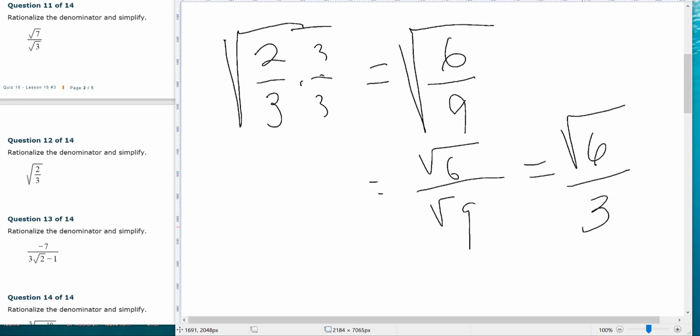Now be very careful, you can't divide that 3 into that 6 because 3 is a rational number, that is a number with no root, okay? And the square root of 6 is an irrational number that can't be reduced.